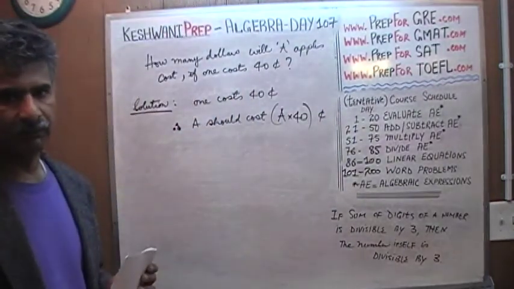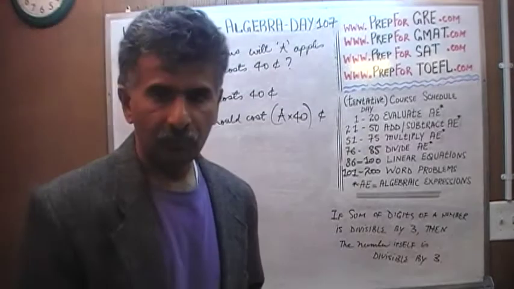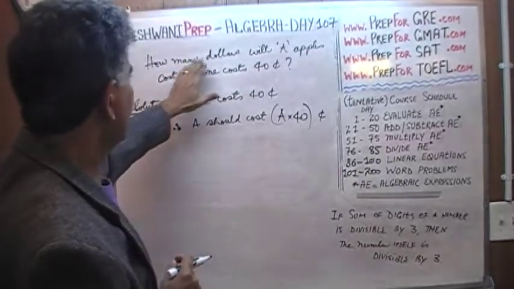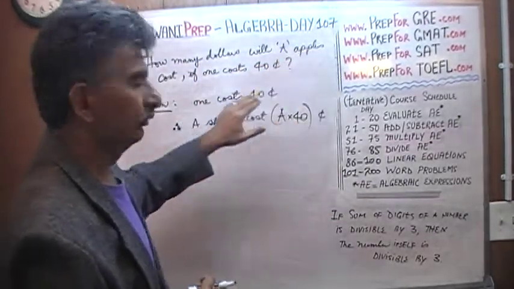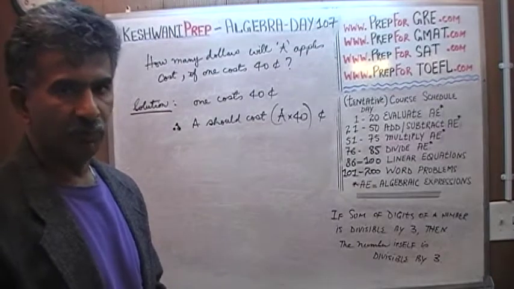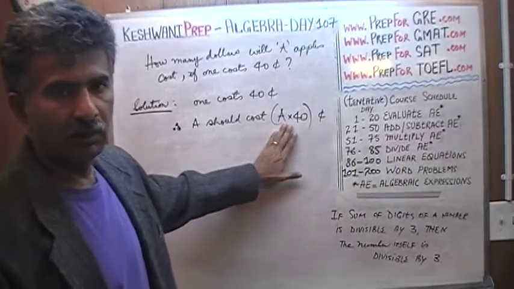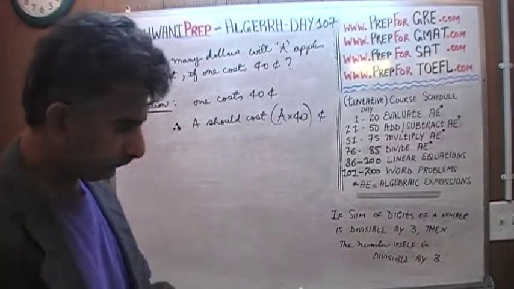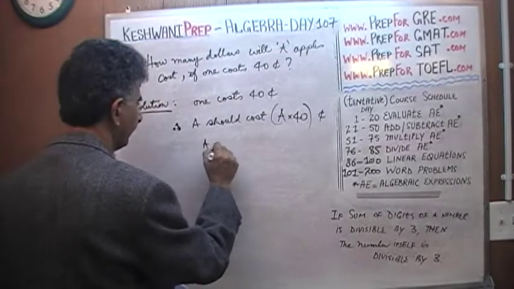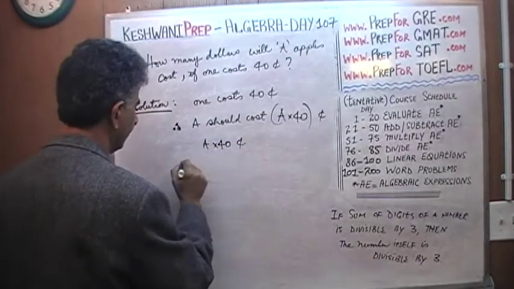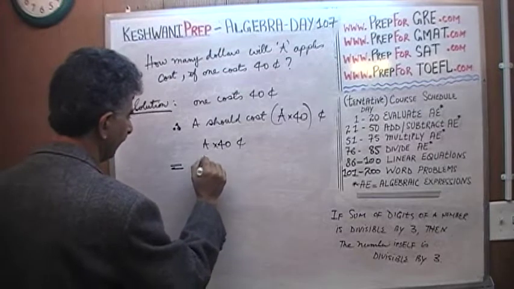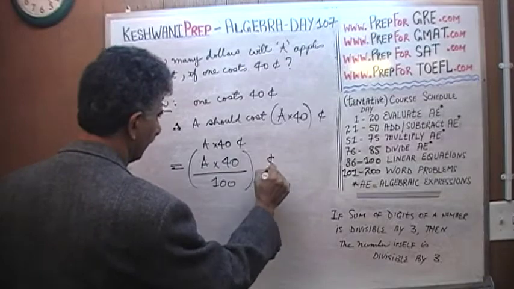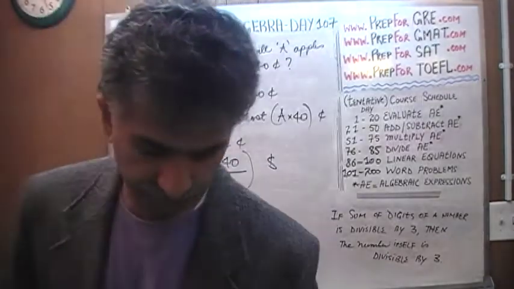But that is not what we are asked. We are not asked how many cents will A apples cost. We are asked how many dollars will it cost. So we need to convert these cents into dollars. How do you convert cents into dollars? By dividing by 100. So A times 40 cents is the same as A times 40 over 100 dollars.